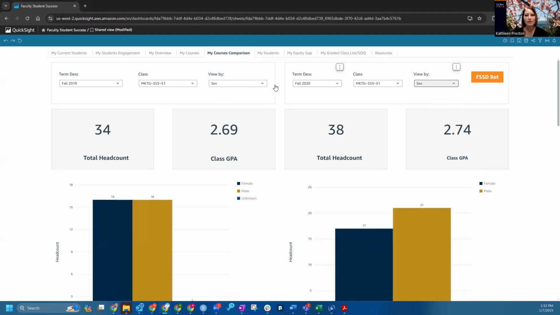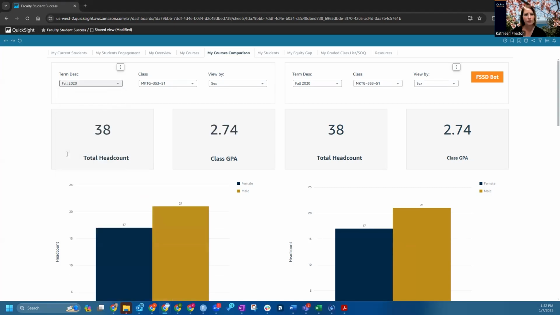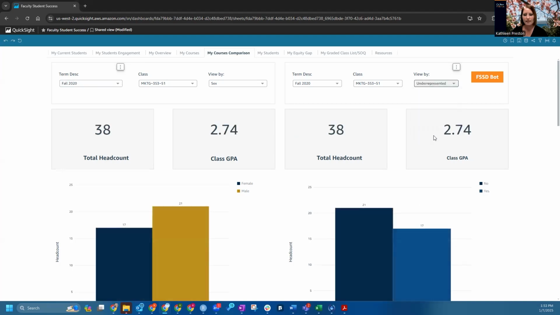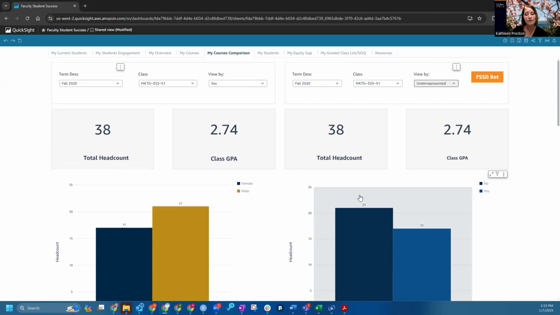Or if we wanted to look in the same section, that would be the time that we might want to choose differently. So this right now is showing the exact same information, but if we chose underrepresented status here, we could see that we had fewer females than males and fewer that were considered underrepresented than not. So that would be something where you might want to choose two different view by categories.